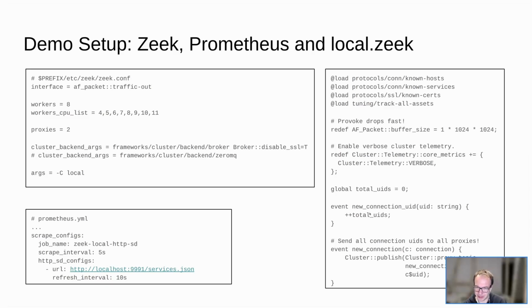Don't necessarily do this in production because it's mostly to stress test the two cluster backends, so the ZeroMQ and the Broker cluster backend. Essentially, what every worker process is doing is that when there's a new connection created, it's publishing the UID to all proxies within the Zeek cluster. That isn't all that useful. It's mostly just a stress test. And in fact, it's probably too much traffic for a normal production deployment. But in this case, this is mostly to generate some extra load on the processes.